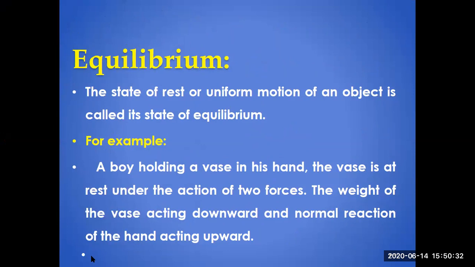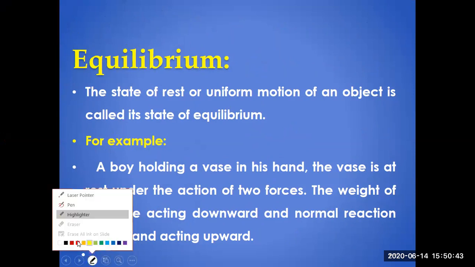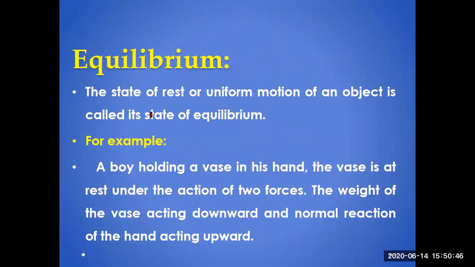Equilibrium. So the state of rest or uniform motion of an object is called equilibrium. What are the examples? A body holding a vase in his hand. The vase is at rest under the action of two forces, the weight of the vase acting downward and the normal reaction of the hand acting upward.